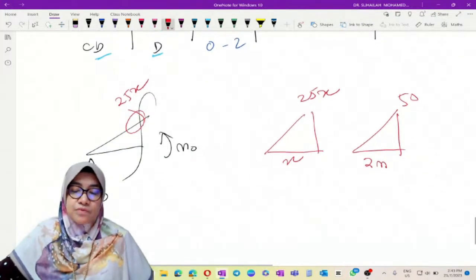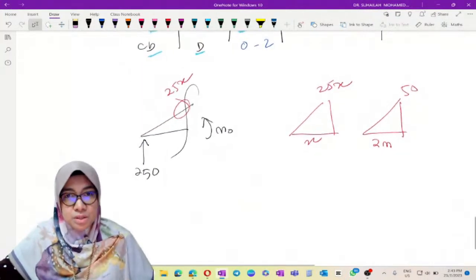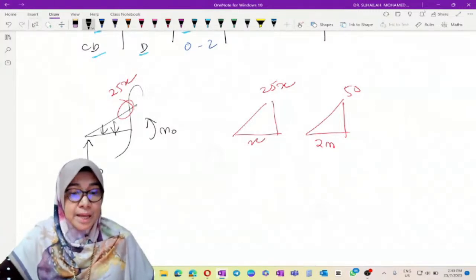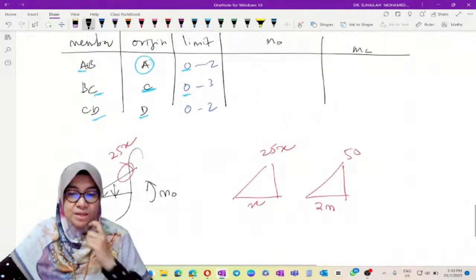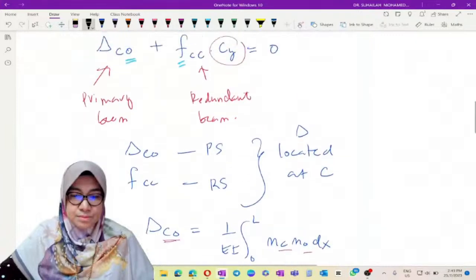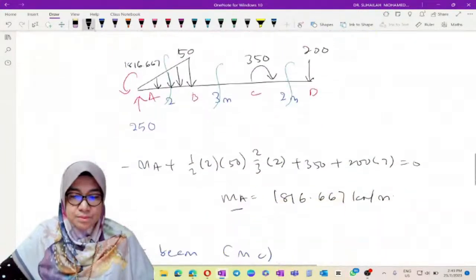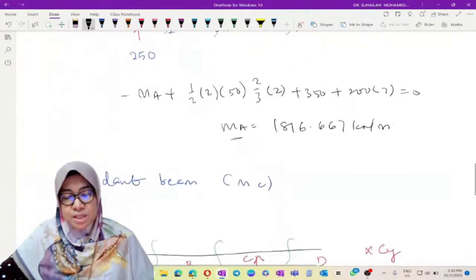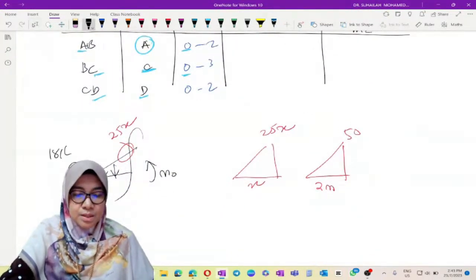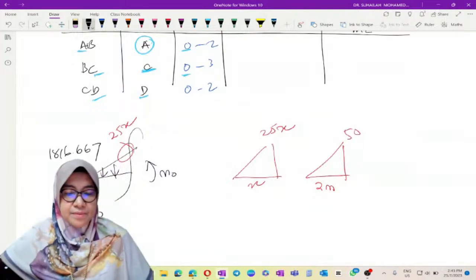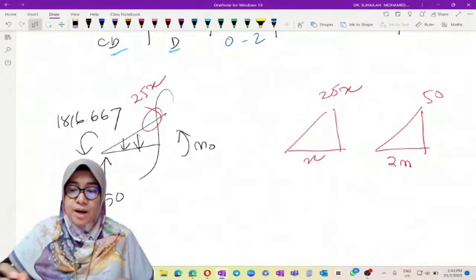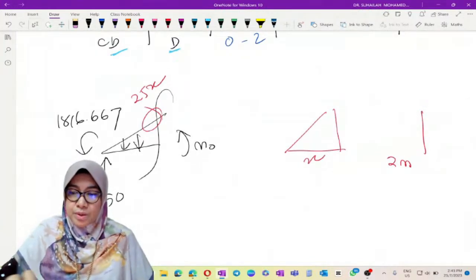From this, we will write the moment equation. The moment equation for member AB, origin A. The moment is 1816.667. Okay, now we are going to write the moment equation.